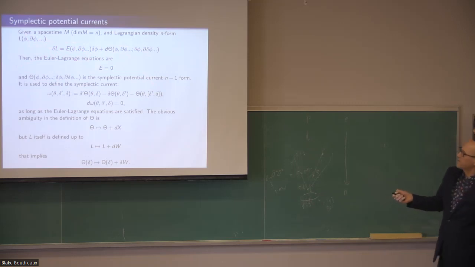We integrate by parts, and at the end we obtain something proportional to the variations of the fields. And this something becomes equations, which has to vanish if the variational principle is satisfied, plus some exact form, which may depend on everything. The most important thing is that it is exact. So if it is exact, then this is d of something, and this something I call the symplectic potential current, an n minus one form.